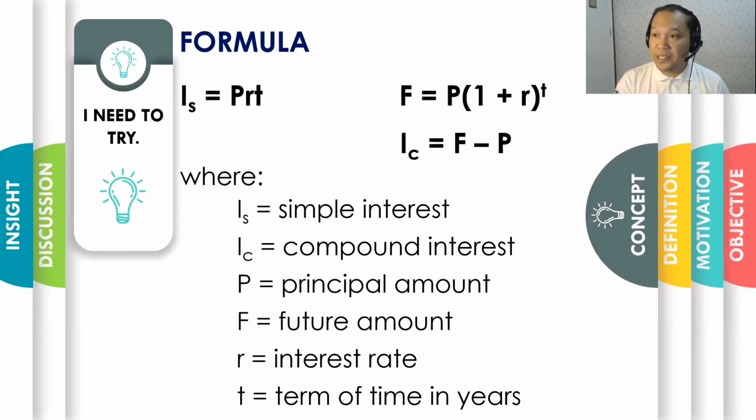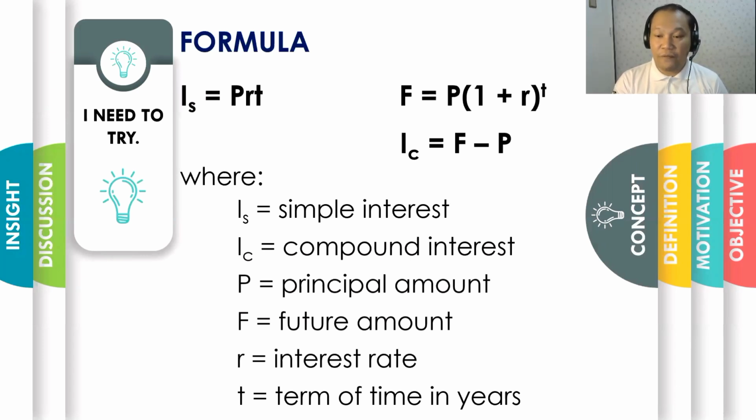P is what we call the principal amount. Okay. The amount that you are going to invest or the amount that you are going to borrow. Okay. Because when we talk about interest, it's either you are saving or you are borrowing. Therefore, kung magkano ang iyong hiniram o magkano ang iyong sinave, ang tawag dyan ay principal amount.